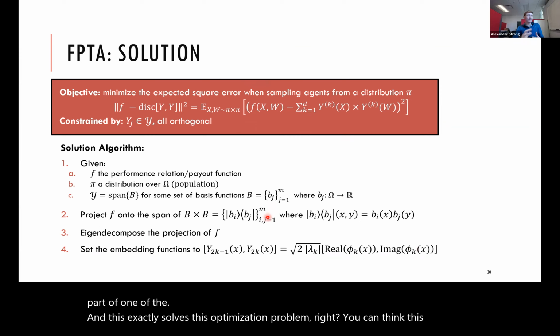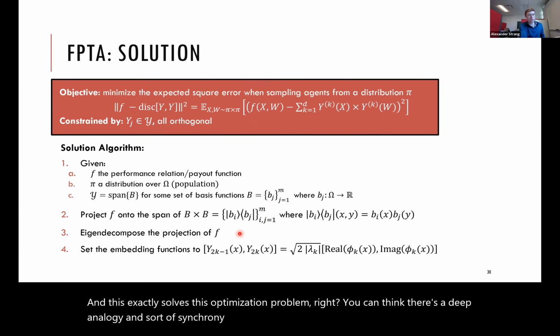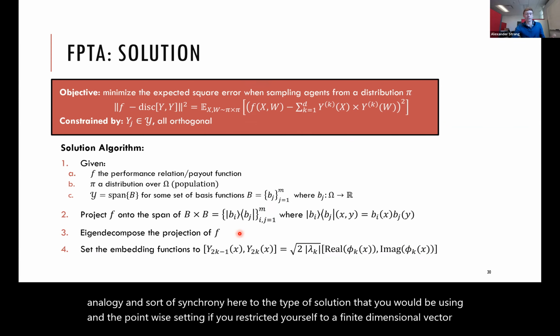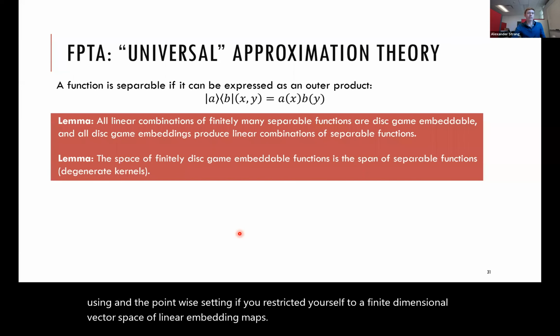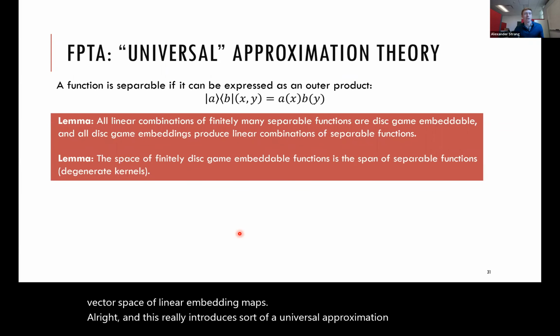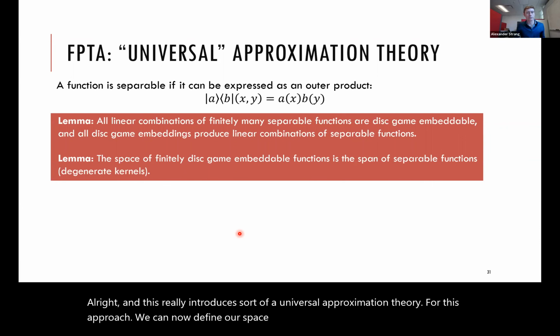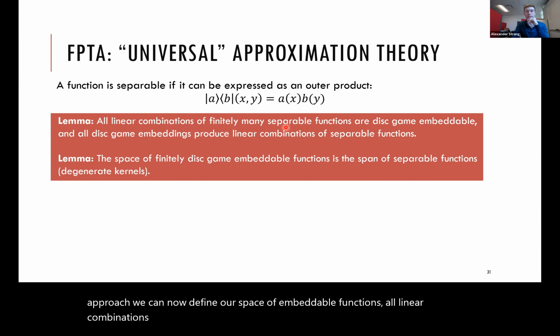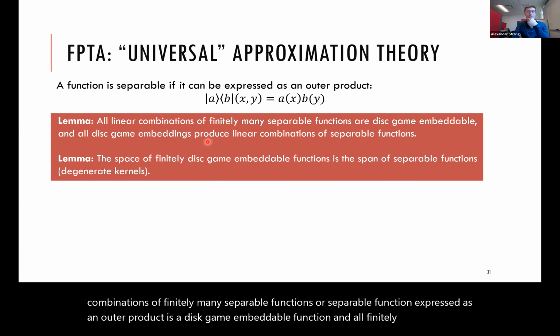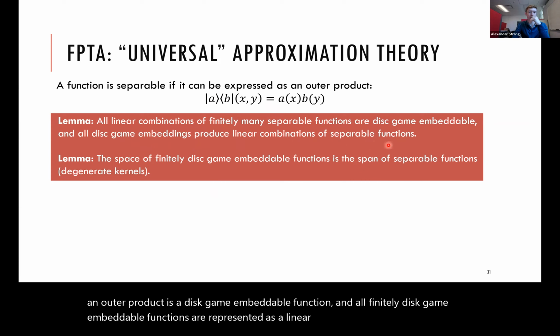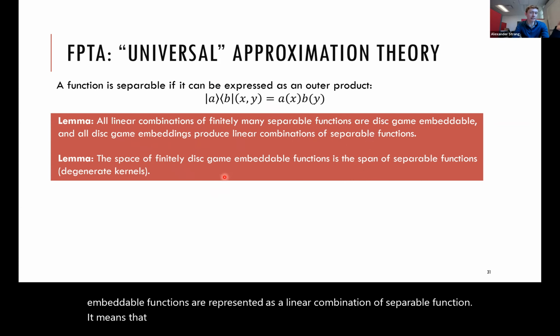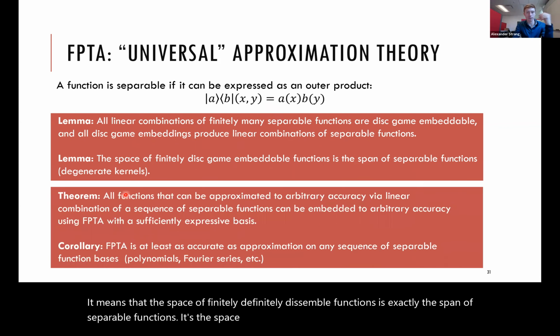Right? And you can think there's a deep analogy and sort of synchrony here to the type of solution that you would be using in the pointwise setting if you restricted yourself to a finite dimensional vector space of linear embedding maps. All right, and this really introduces a sort of universal approximation theory for this approach. We can now define our space of embeddable functions. All linear combinations of finitely many separable functions, where a separable function is expressed as an outer product, is a disc game embeddable function. And all finitely disc game embeddable functions are represented as a linear combination of separable functions. It means that the space of finitely disc game embeddable functions is exactly the span of separable functions. It's the space of degenerate kernels.